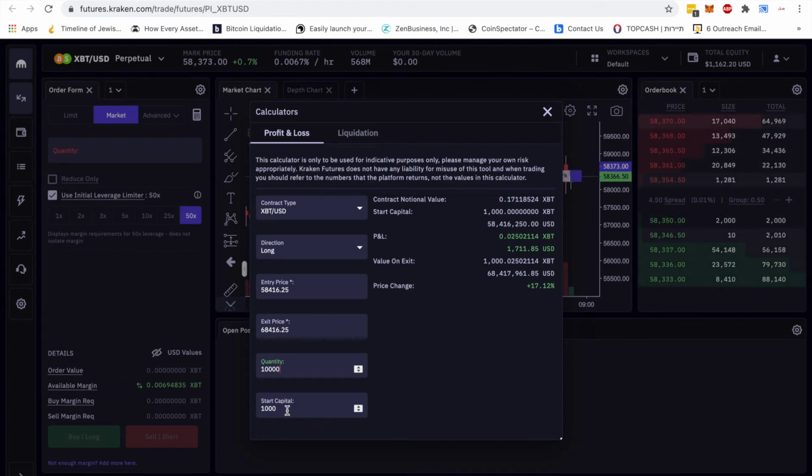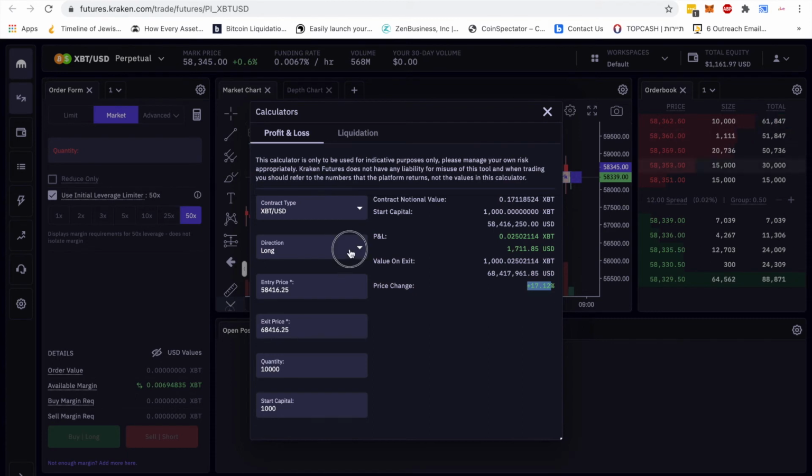So if my minimum margin is $1,000 of my balance, and in theory I use a leverage of 10, meaning that I'm trading with $10,000, and my entry point was 58,400 and my exit point was 68,000, literally I made $10,000 if I were to have one Bitcoin. Here it shows you in P&L the value in dollars, the profit in cryptocurrency, and also the price change, which is kind of cool.